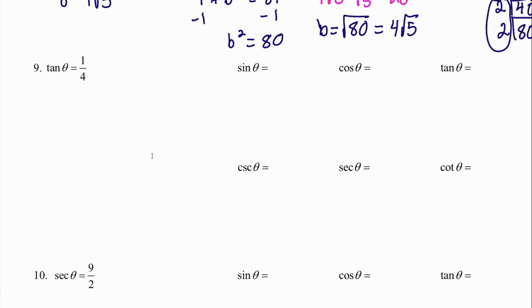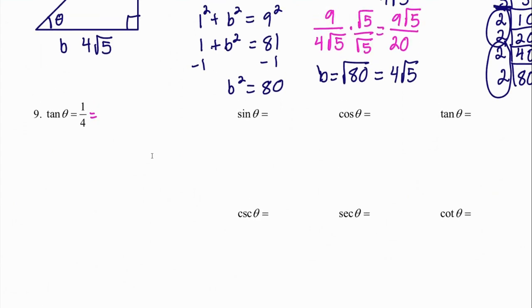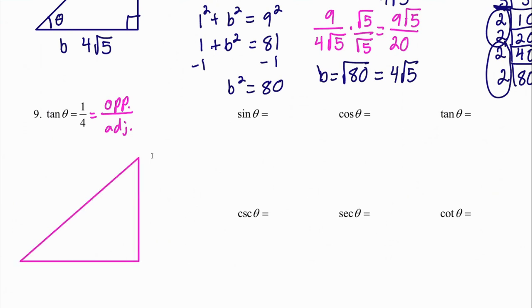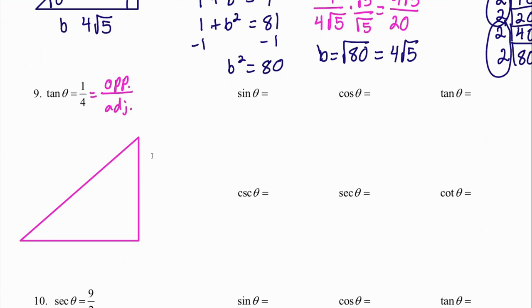Okay, on to the next problem. So we're given tangent here. We know that tangent is the opposite over the adjacent. And so again, we're going to draw a picture. So we'll have this be our theta. We know that opposite of that theta is going to be the length of 1, and adjacent to it is going to be the length of 4. And we want to try to find that hypotenuse first before we can do anything else.